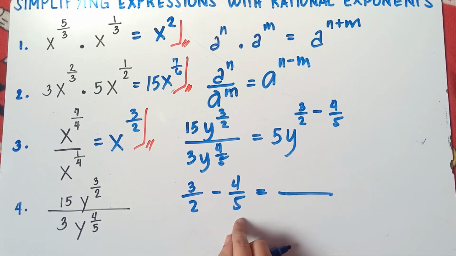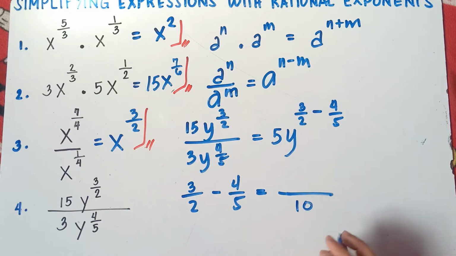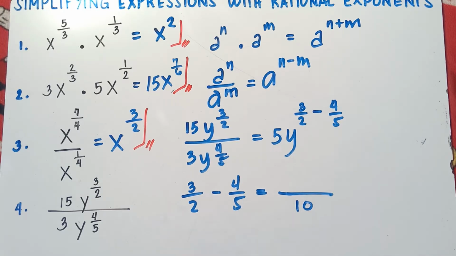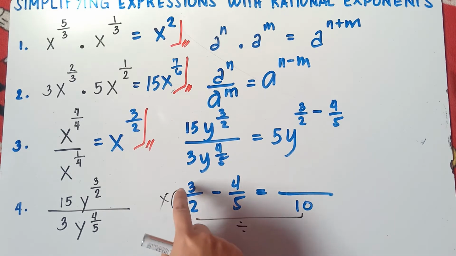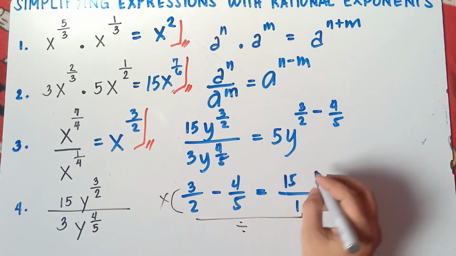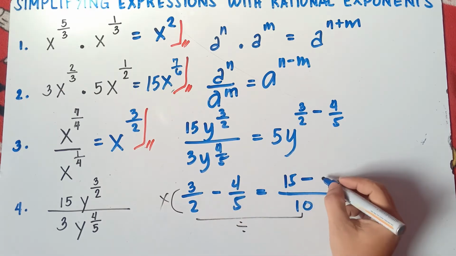Alright, so what will be the LCD, class? You think of a number, the least number, that we can divide this 2 and 5 by that particular number. Of course, that would be 10, right? Because 10 divided by 2, that is 5. 10 divided by 5, that is 2. So therefore, the least number that we can divide this 2 and 5, that would be 10. So you divide, and then you multiply. So 10 divided by 2, that is 5, times 3, that is 15, minus, copy minus sign, 10 divided by 5, that is 2, times 4, that is 8.